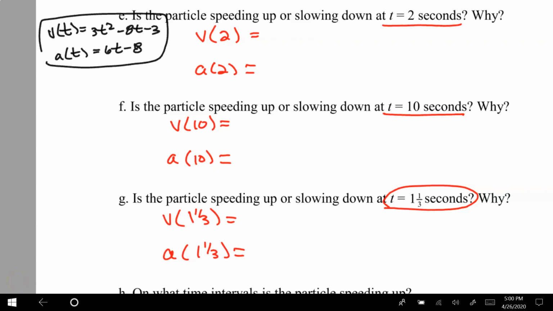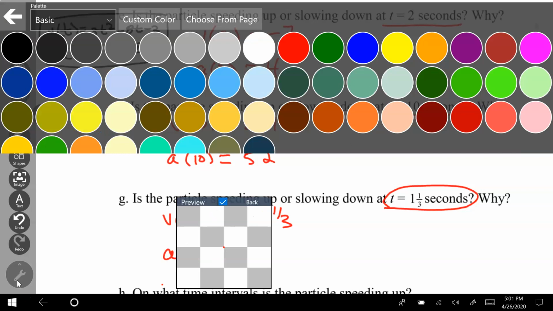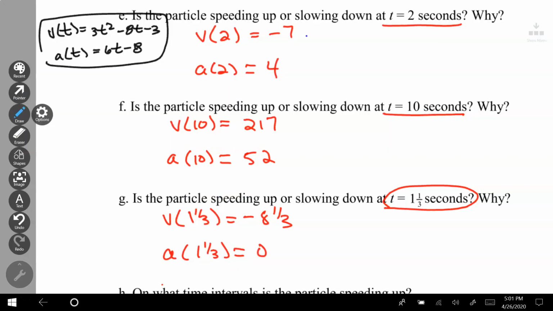So I brought the velocity and acceleration equations down the page so I can see them, and I'm going to calculate the v and a at 2 seconds, at 10 seconds, and 1 1/3 seconds. Well, at 2 seconds, my velocity is negative 7, my a is 4. At 10 seconds, I have 217 for the velocity, and the acceleration is 52. And at 1 1/3 seconds, I get negative 8 1/3, and my acceleration is 0. So let's figure out what all this means. Are things speeding up, slowing down, or we have no idea what's going on?